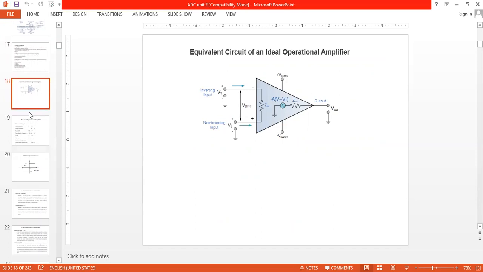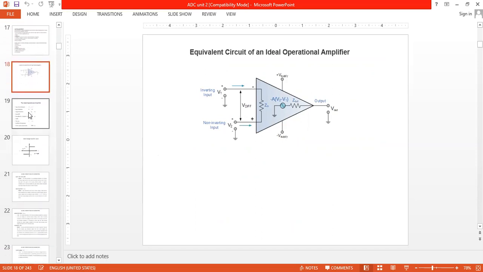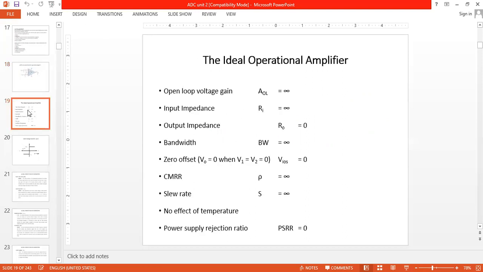Then, ideal characteristics of an operational amplifier. So what are ideal characteristics? When there is no error. Normally we can check the ideal condition. It is not practically possible, but theoretically, when there is no error, high bandwidth and high output, we can use this model in that condition.